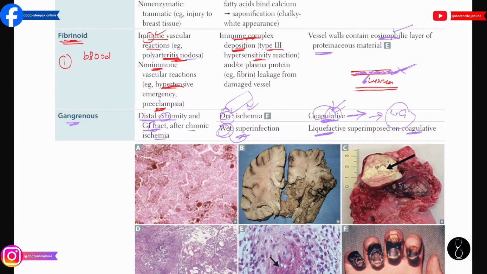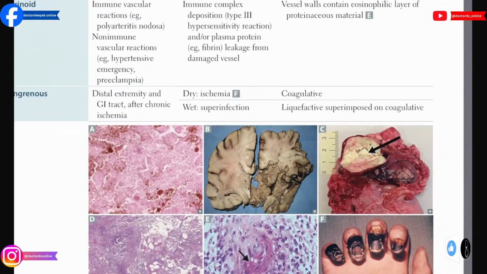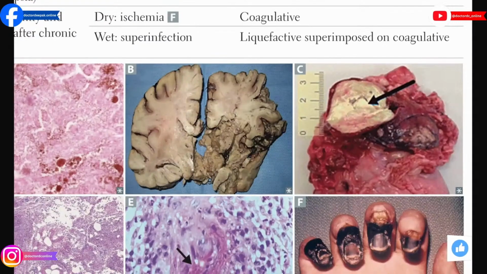Now here you can see they give examples in a diagram. They mention picture A, B, C, D. Let's take the example of dry gangrene. This is an example of dry ischemia. Here we see the diagram of dry ischemia. You can see this person has gangrene. It is a type of dry ischemia, so it is an example of gangrenous necrosis.